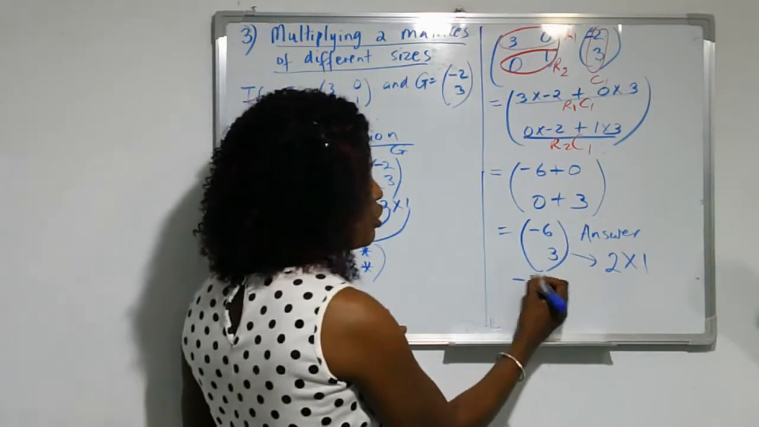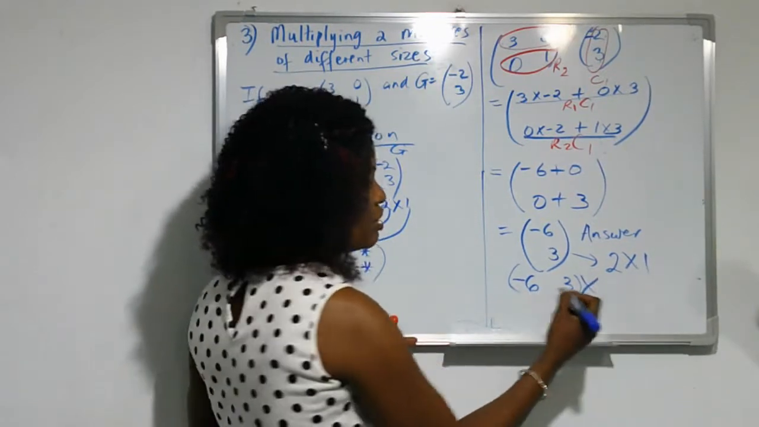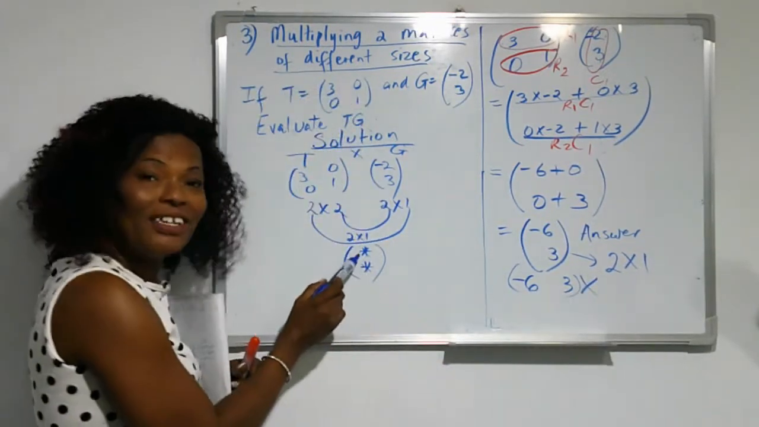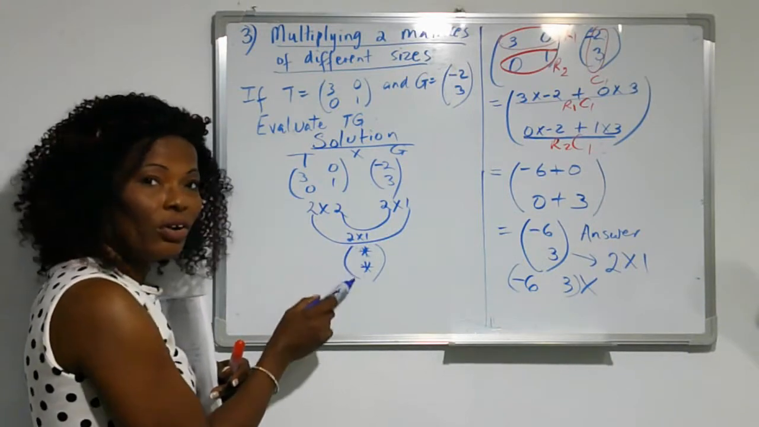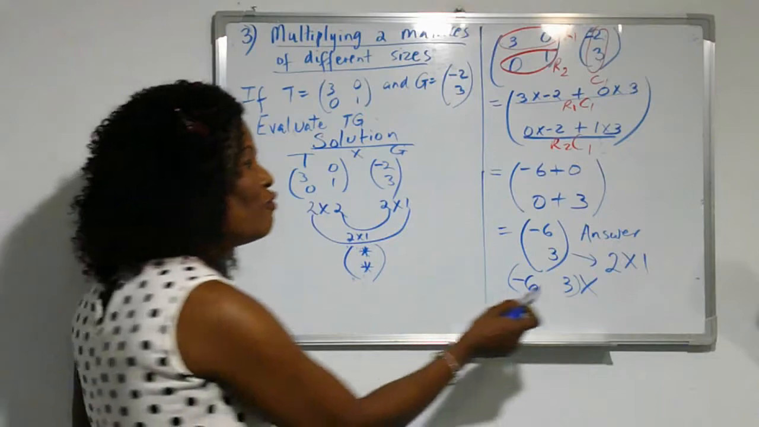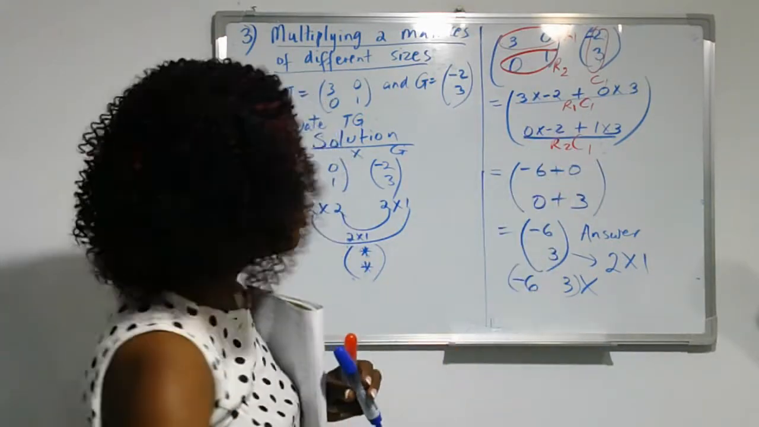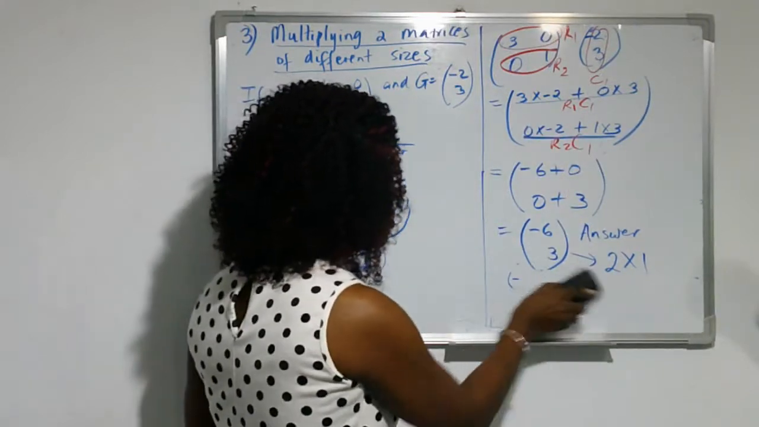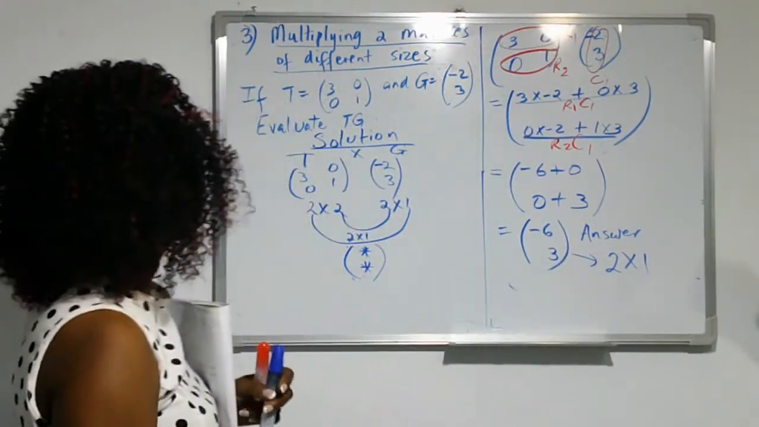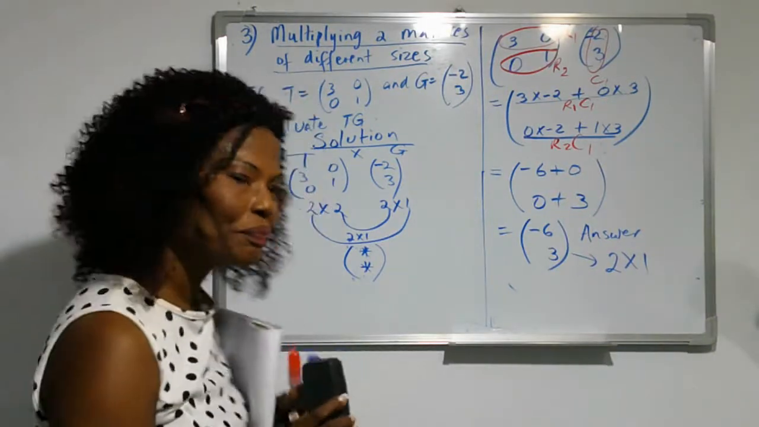Now, if you had written your answer like this, it would be wrong. So it is important to know the answer size, what it looks like, the pattern of your answer, and how you're going to write it before you start all your calculations. Draw up your lines and start working. So that's a 2 by 1. So that's the end of question 3.